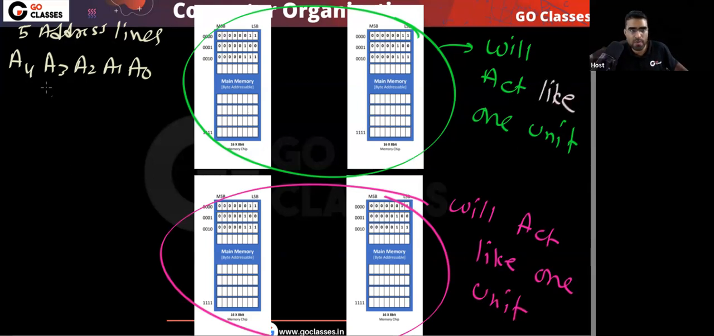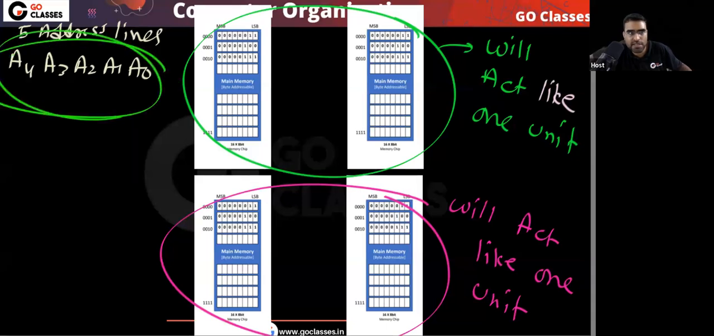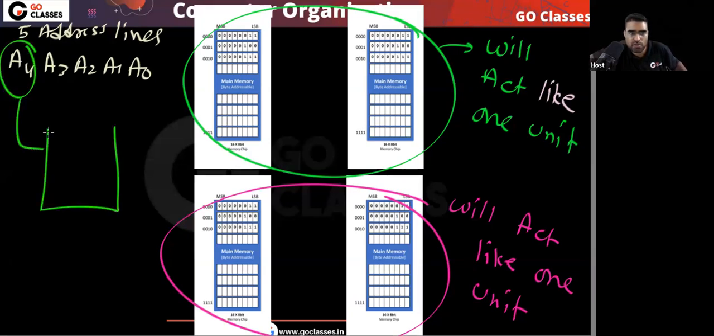Please tell me. Remember, how many bits do you need to choose which bank to select? You can say that there are 2 units here. How many address lines do you need to choose which chip to select? Only 1. Yes or no? So for example, you just need a decoder of 1/2 size. Very simple.